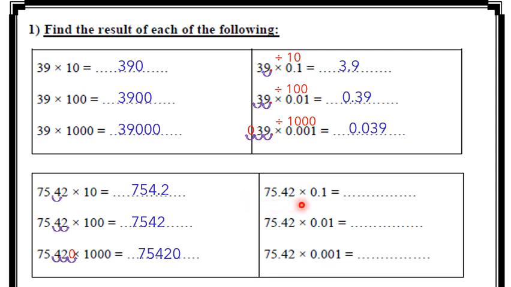75.42 times 0.1. This is a crazy decimal. This means divided by 10. And any number divided by 10, I move the decimal point to the left. Here, divided by 10, so I will move to the left 1 place. So it will be 7.542. The next, 75.42 times 0.01.